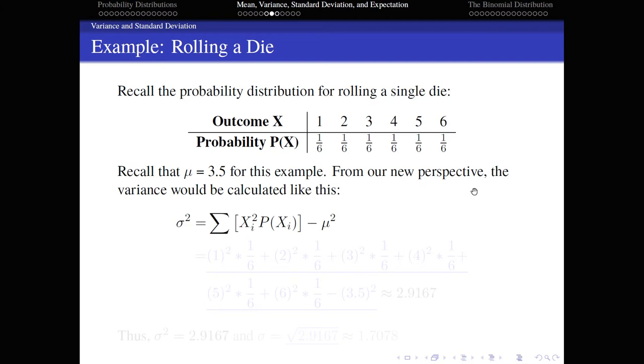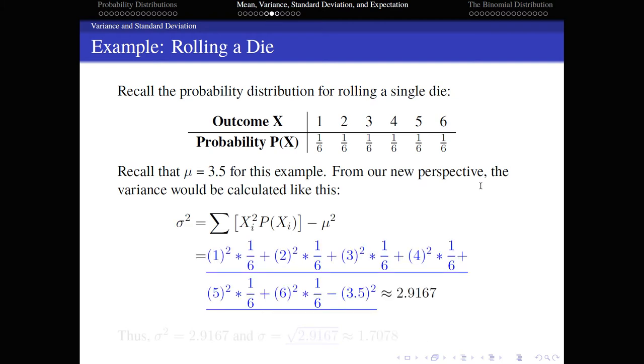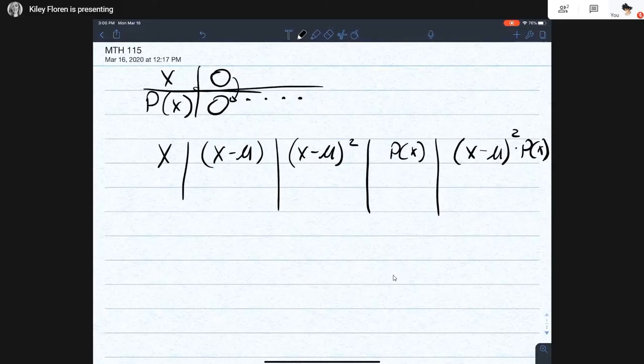All right, coming back. This is the first calculation, just what I have built in my slides here. So I'm going to square each of the values, multiply by the probability, then subtract the mean. I get around 2.9167. This should match with what you get, whether you did it this way or the other way. Again, that's what I tend to recommend when doing it by hand. And again, your standard deviation is just going to be the square root of that number, 1.7078.